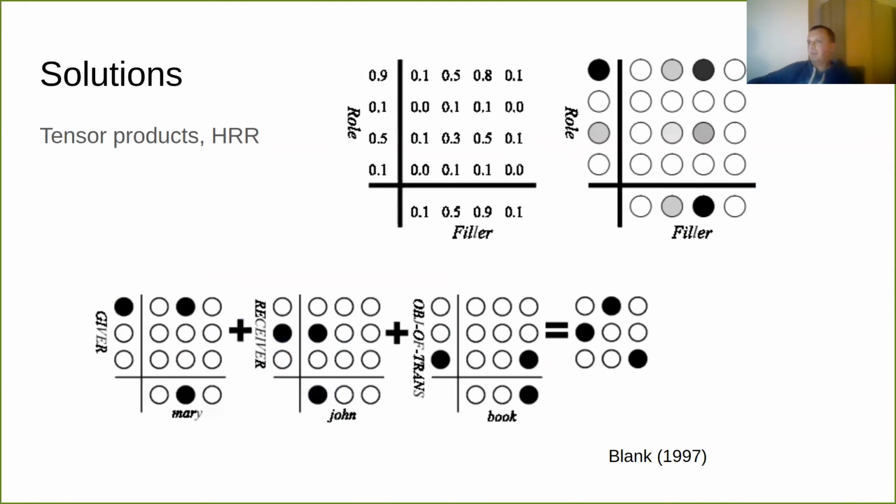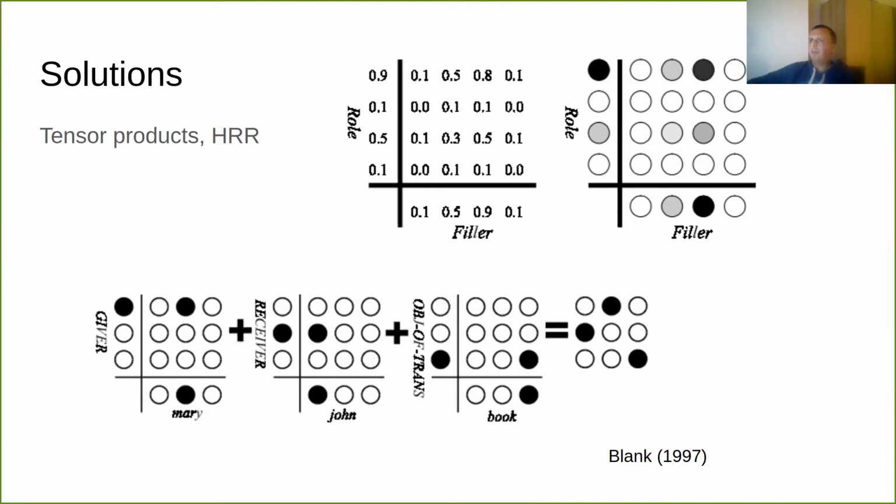So perhaps the most famous solution, the most widely adopted one, is the so-called tensor products. The tensor products were introduced by Paul Smolensky in the late 80s, beginning of 90s. And Smolensky, he's a linguist, so he actually introduced them for the sake of modeling language, but they're now used for modeling all kinds of tasks, all kinds of domains of cognition. So it's a very simple idea.